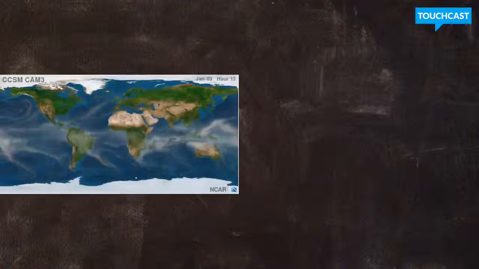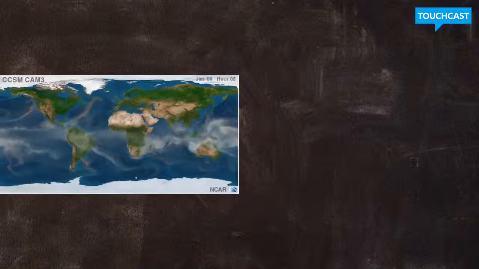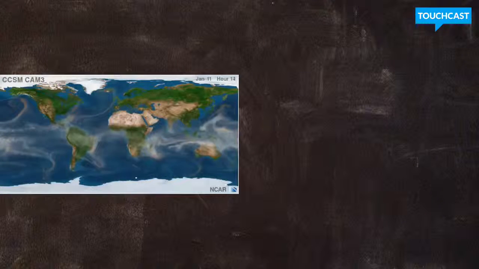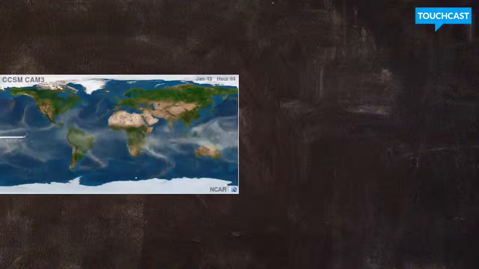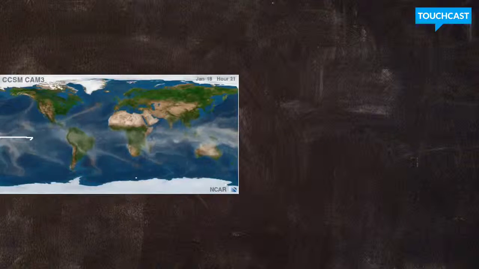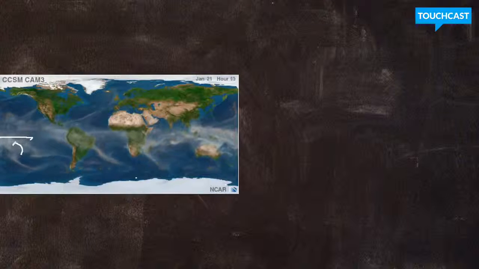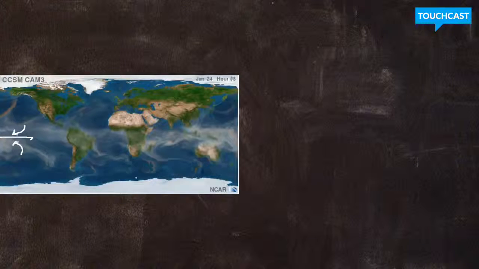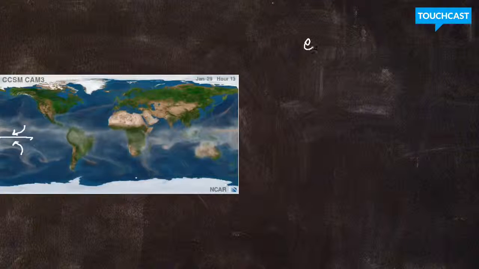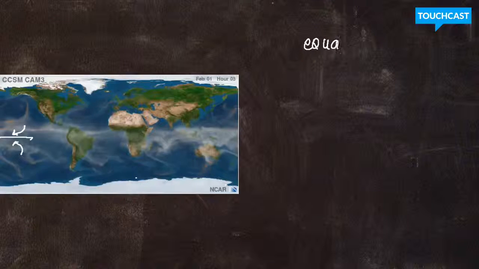Okay, so today we're going to talk about global circulation of winds. So the first thing we're going to look at is this area right here, where you can see these winds coming up like this, coming up like this. That's kind of an area where nothing is happening, and we're going to call that the equatorial low.